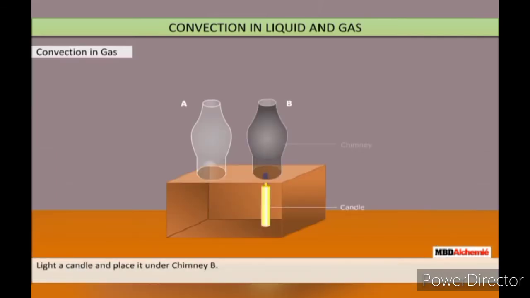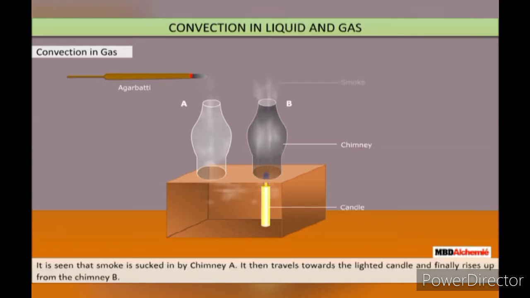Light a candle and place it under the chimney B. Now, hold a smoldering agarbatti near the mouth of chimney A. It is seen that smoke is sucked in by the chimney A. It then travels towards the lighted candle and finally rises up from the chimney B.